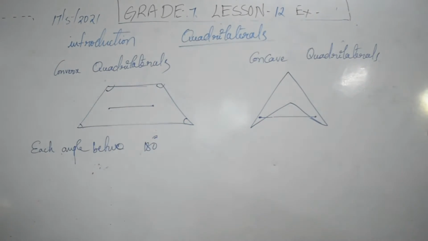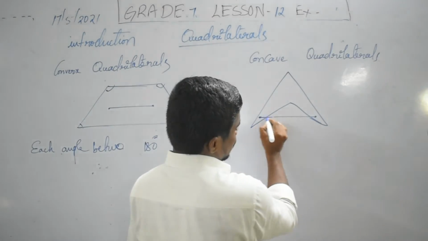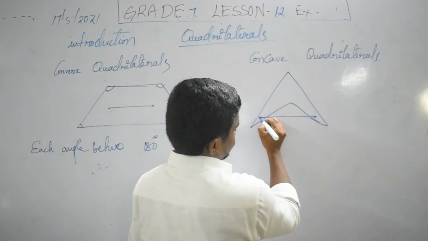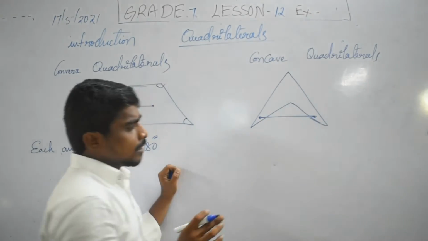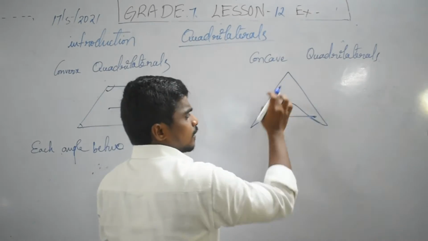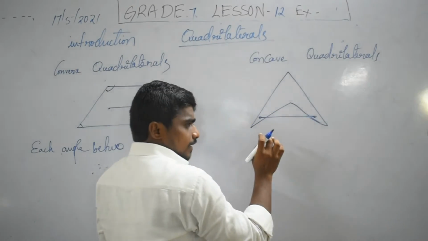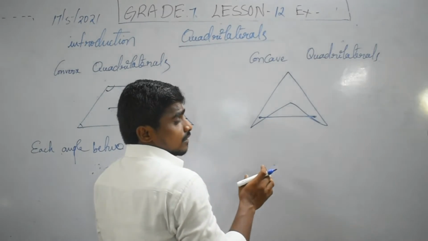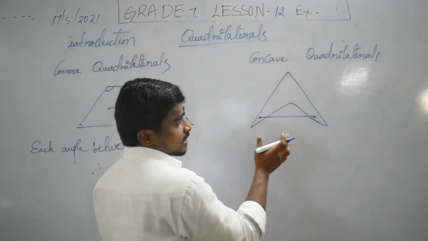Here, see, concave quadrilateral. This is one of the concave quadrilaterals. Here at least one line segment joining is on the outer side. So here, among the angles, one angle is more than 180 degrees, that is concave.